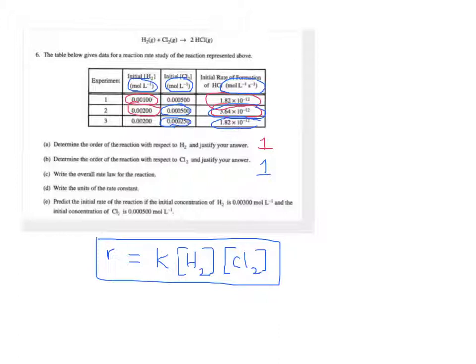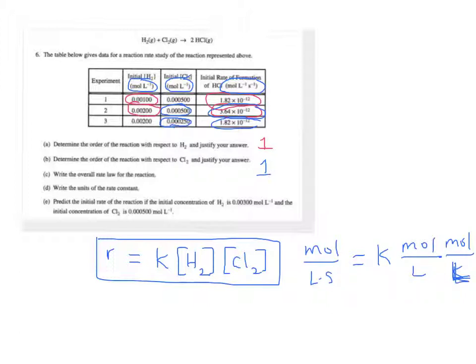So we can say that moles per liter per second is equal to K times moles per liter times moles per liter. Now simply solve for K. Sorry, this should be an L.